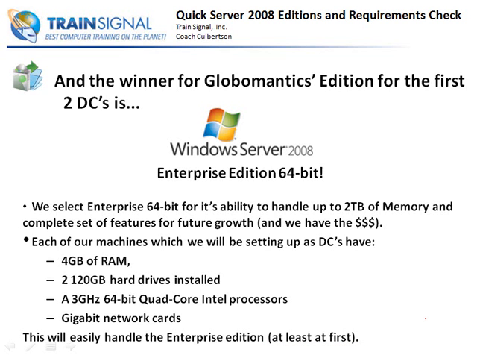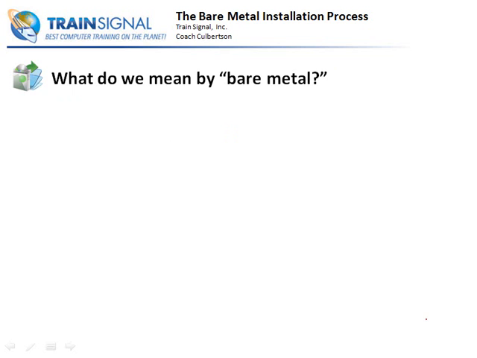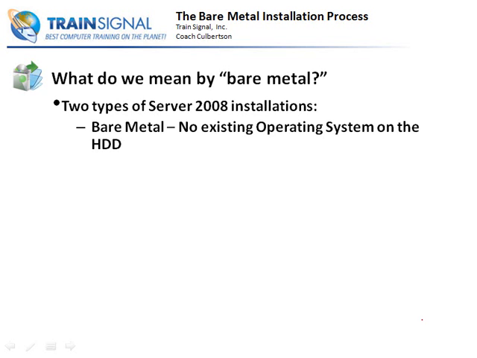So we have talked about the different editions. We've talked about the hardware requirements. We have selected an edition for our installation. So let's go ahead and start talking about this bare metal installation process. What do we mean by bare metal? That's kind of a funny term. Let me tell you about the 2 types of Server 2008 installations. They're very simple, so don't let the wording throw you.